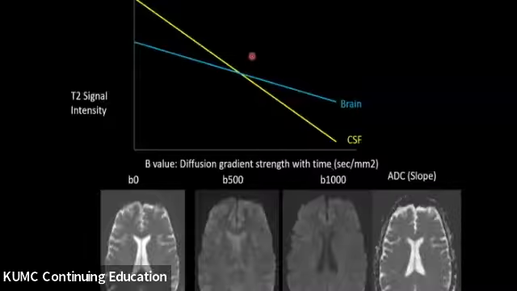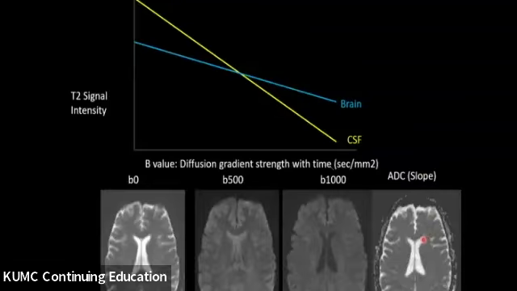So what is the ADC? The apparent diffusion coefficient. That is the slope of the curve. It's just how much diffusion is occurring, how much signal loss. The rookie mistake would be to look at a B1000 or a DWI and see bright signal and say that's diffusion restriction, when in reality, it is the ADC that tells us how much diffusion is occurring.